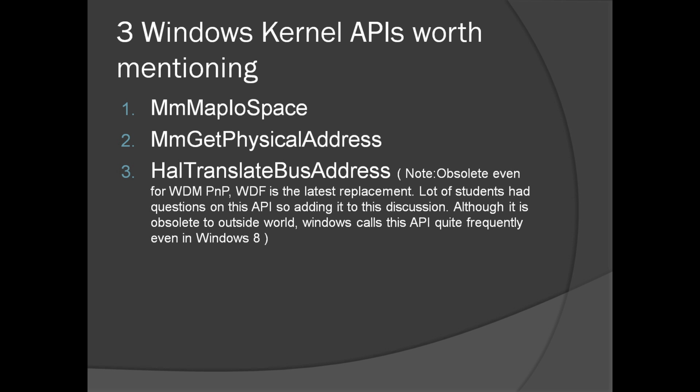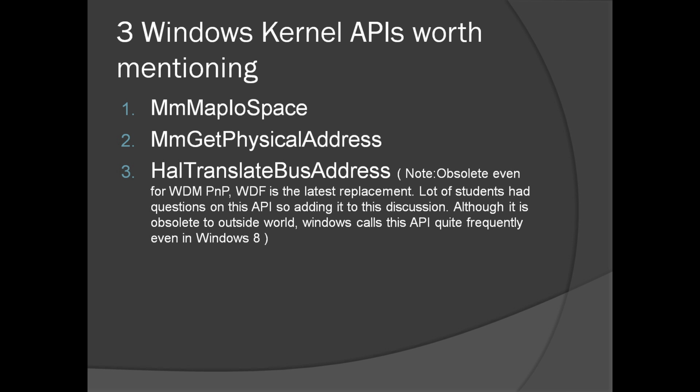Following are the three Windows kernel mode APIs worth mentioning in this particular discussion: MmMapIoSpace, MmGetPhysicalAddress, and HalTranslateBusAddress. HalTranslateBusAddress is not very much related to the discussion, but I got a couple of questions regarding this particular API when I was doing this presentation before, so I thought of including this as well.